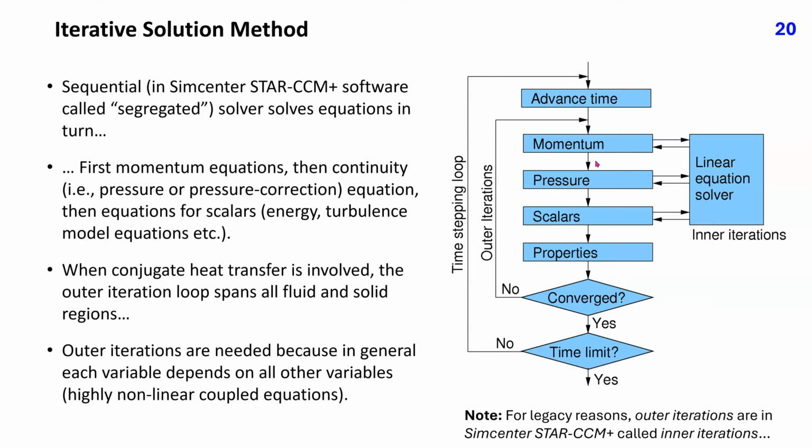When conjugate heat transfer is involved, the outer iteration loop spans all fluid and solid regions. Outer iterations are needed because in general each variable depends on all other variables. RANS equations are highly nonlinear coupled equations and require under-relaxation or time marching to promote convergence of iterations. See slides 5 to 7 of lecture 11 and section 5.4.3 in the book for details about under-relaxation.